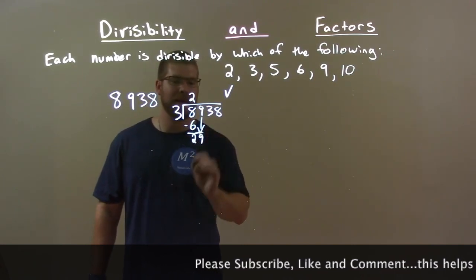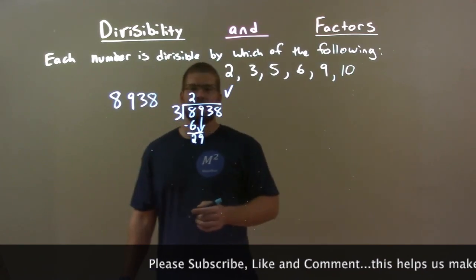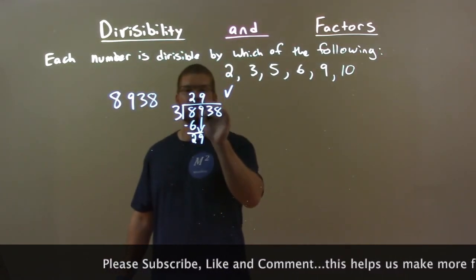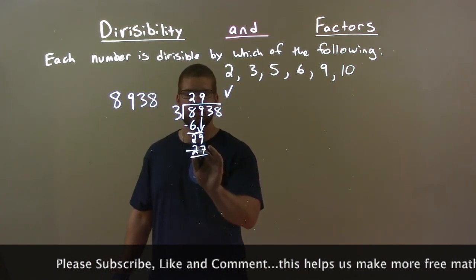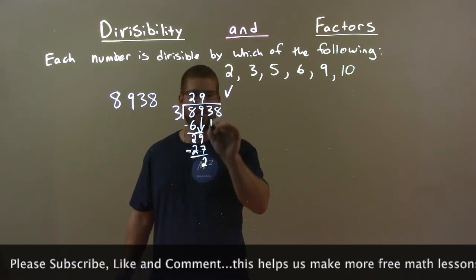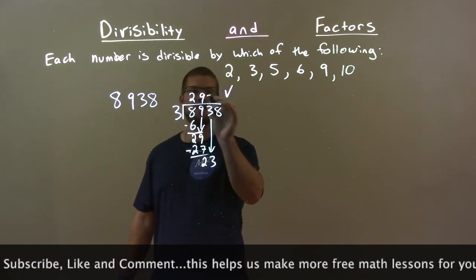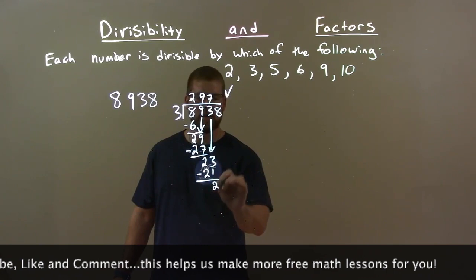Bring down the 9. All right? 3 goes into 29. Well, not evenly, but it's going to go in 9 times, 27, right? 9 times 3 is 27. Subtract. Whoops, that's subtraction. Right there, subtraction. And we get a 2. Bring down the 3. 3 goes into 23. Well, 7's close. 7 times 3 is 21. Subtract, get a 2.